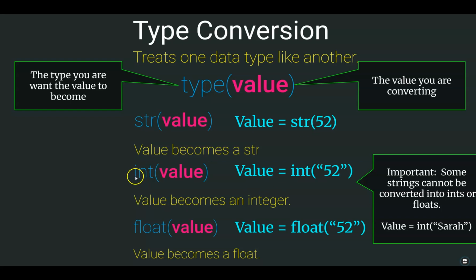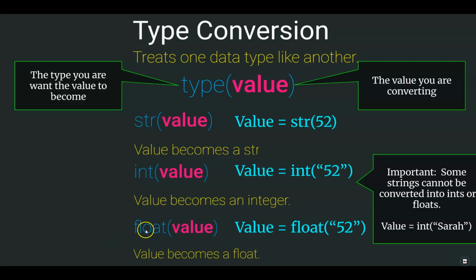And we do that by doing int and then value. So this value becomes an integer. The example is value equals int and then in parentheses, quote 52. So we take the string 52 and we make it into an integer. Then we can do some computations.